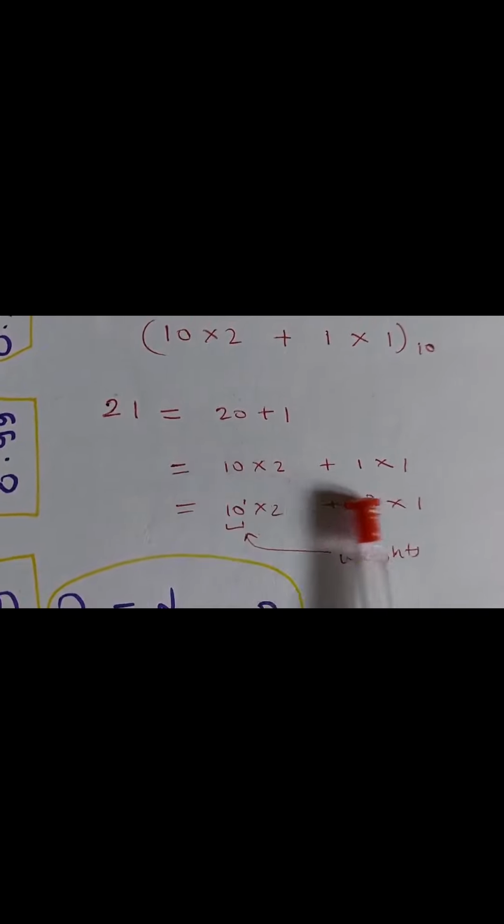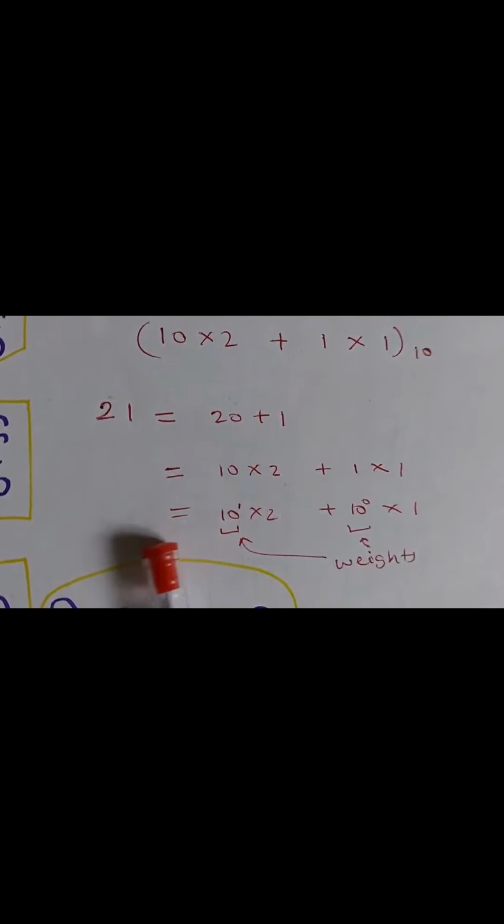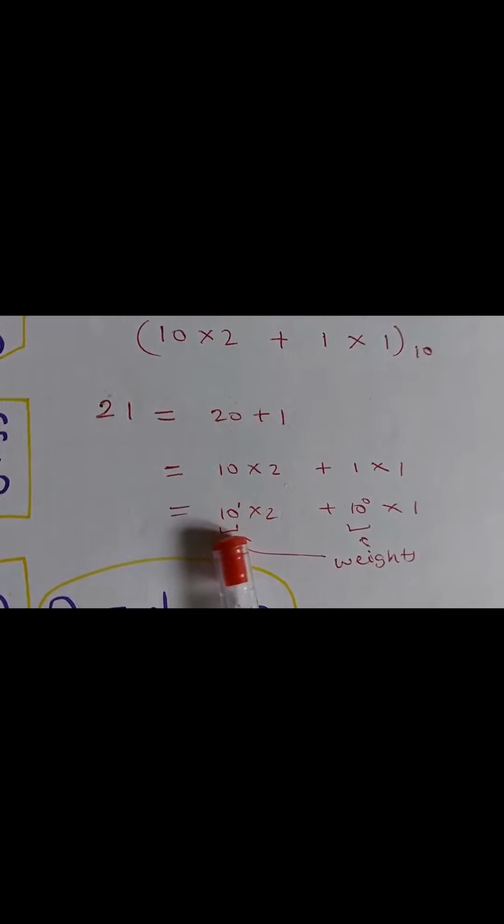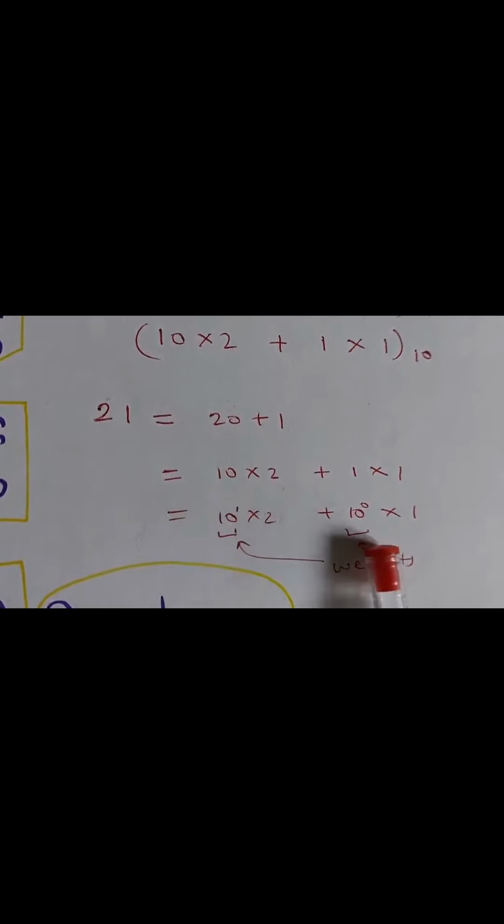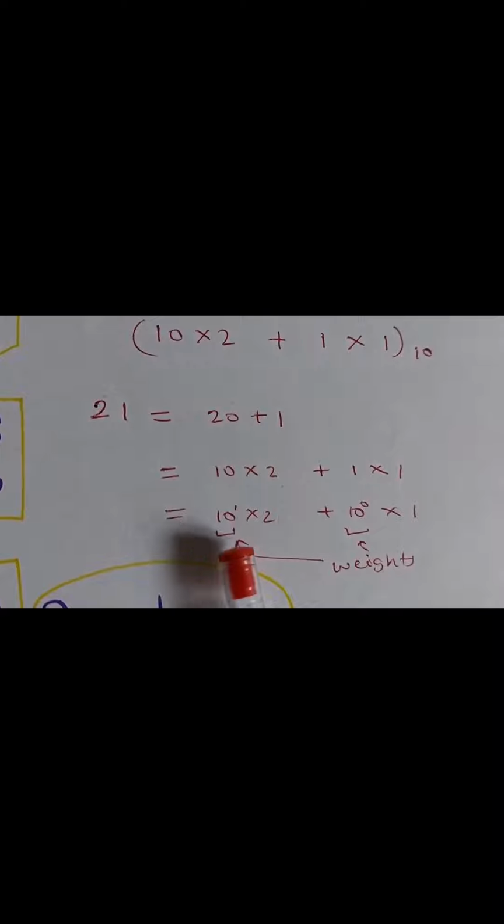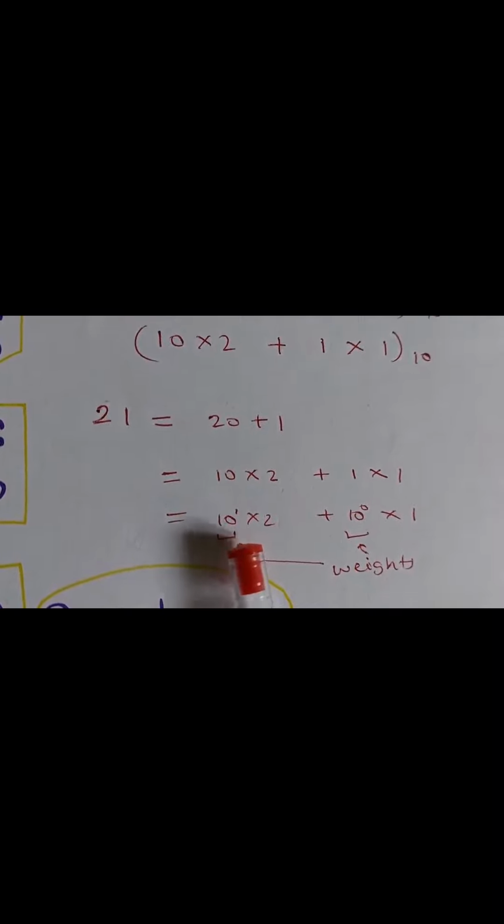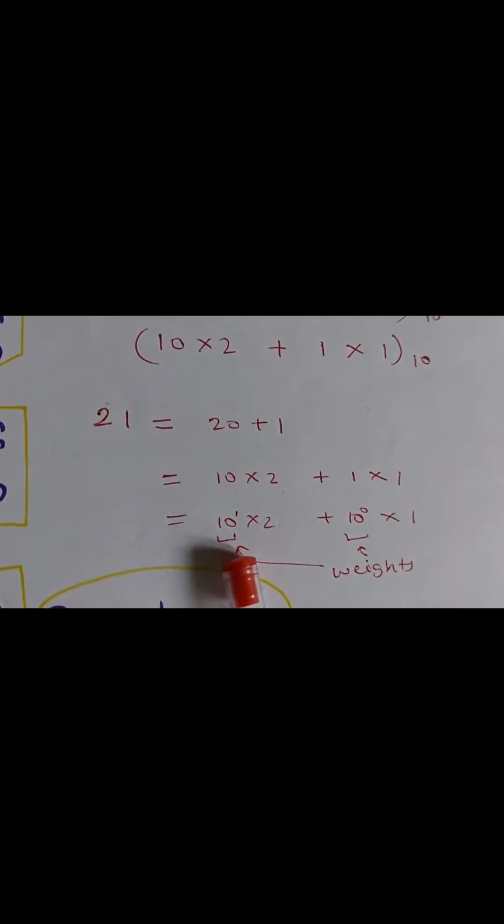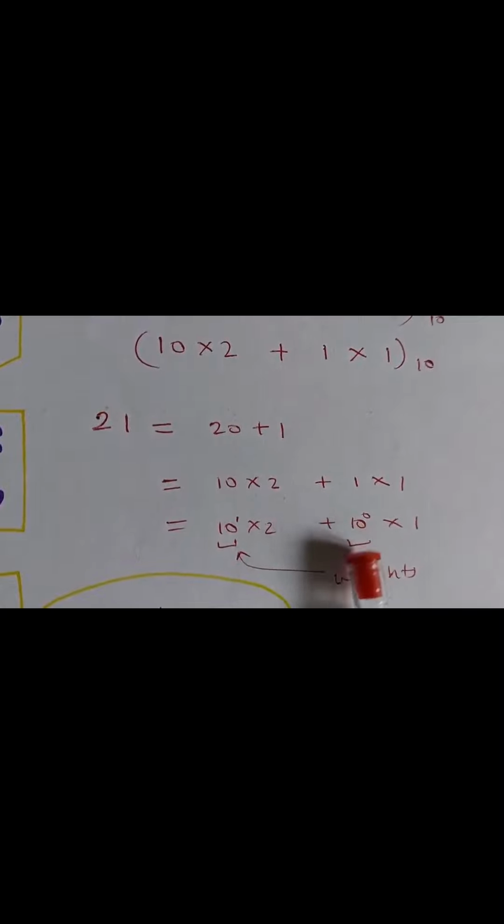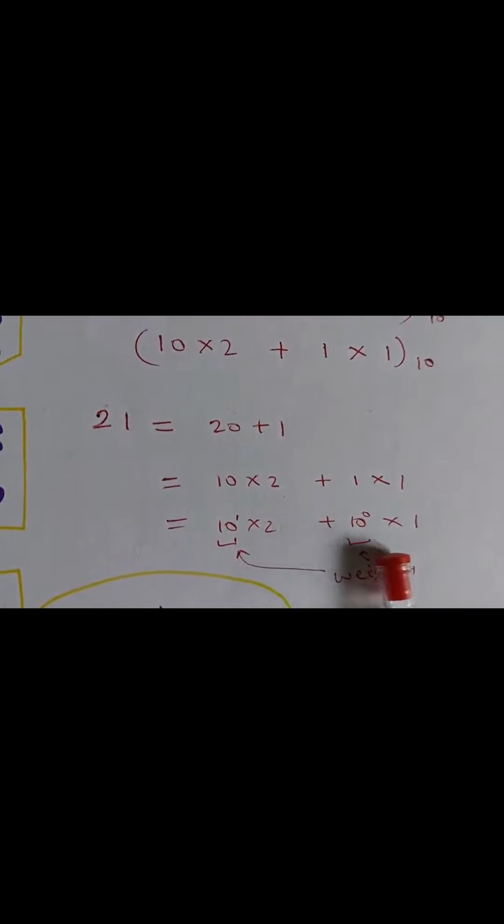The number 21 can be written as 20 plus 1. So this can be further written as 10 times 2, which is 20, and 1 times 1, which is 1. Further, it can be written in powers of 10. We can write the same equation. 10 to power 1 is 10, times 2 it will be 20 again, plus 10 to power 0 will be 1, into 1 will be again 1.